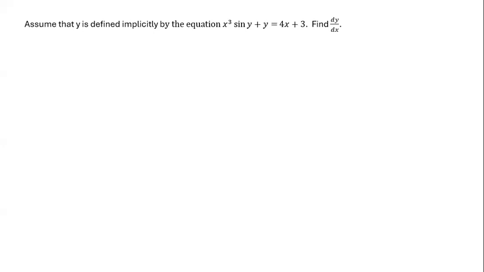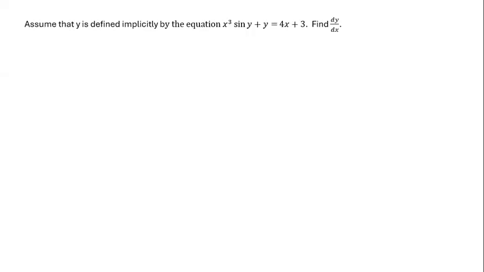Right, so let's start with that first term there, x cubed and sine of y. Notice that that's a product, so we're going to have to use the product rule for that component. So we'll take the derivative of x cubed, and that's going to give us 3x squared. Right, so that's the derivative of that first component.